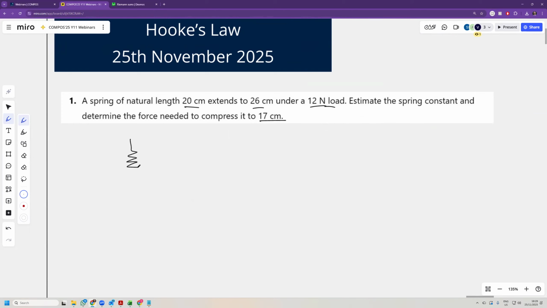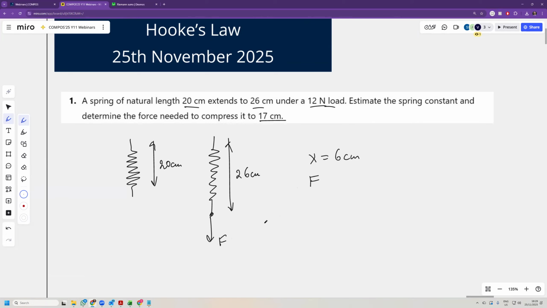So the spring is 20 centimeters long. And when a force is applied, it becomes 26 centimeters. So extension is 6 centimeters. And the force is 12 newtons. Therefore, for the spring constant, 6 centimeters is 0.06 meters.